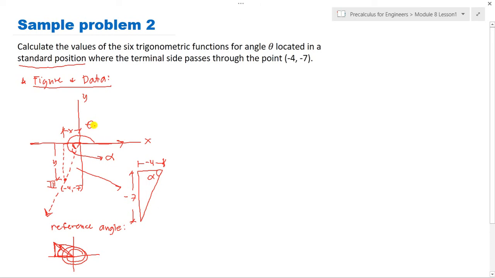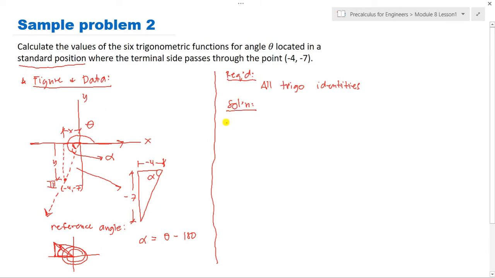And now, since what we have here is alpha, what is the value of alpha? Alpha is just, so the value of alpha is just theta minus 180. Okay, right? Theta minus 180. Okay? Since the requirement is to solve for all trigonometric identities, we are thankful that we are not required to solve for the angle theta, okay? So, let's start with the first one.